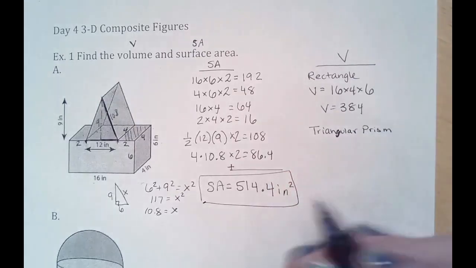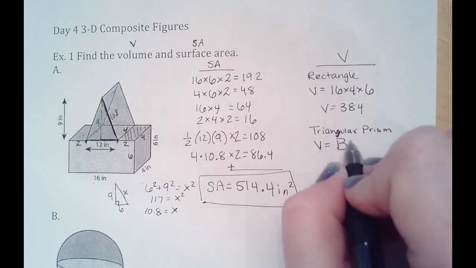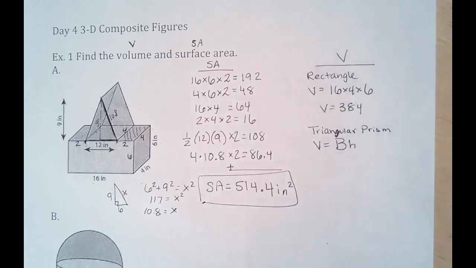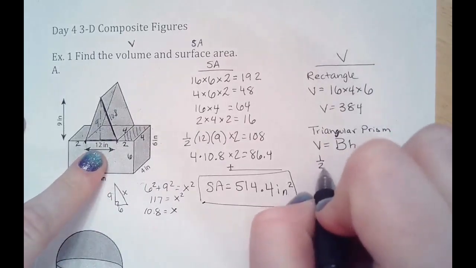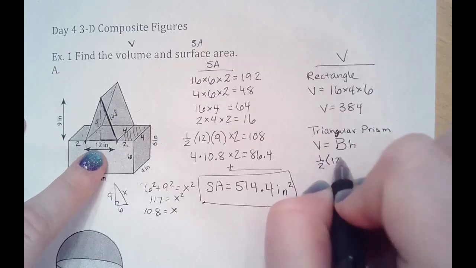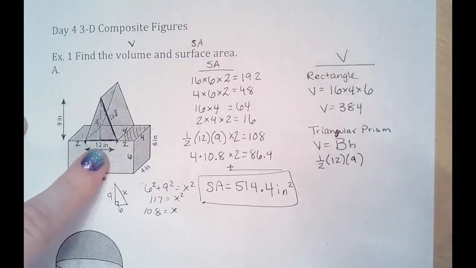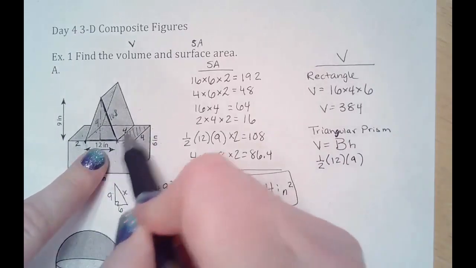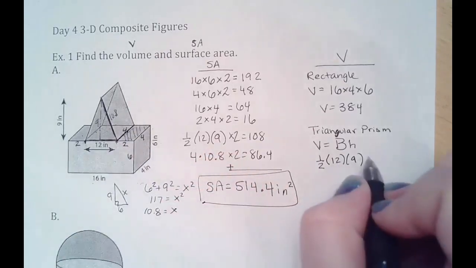Okay, so for our triangular prism, our volume equals the base area times the height. So the base area, base of our triangle, so that's 1/2 times base, 12, times height, which is 9, times the height of our triangular prism. Remember, this is the distance between the two bases, so this is where the 4 comes into play. So times 4.